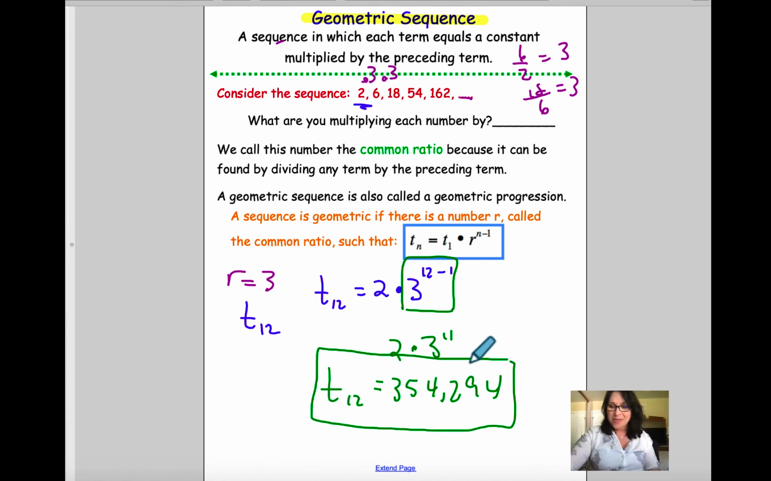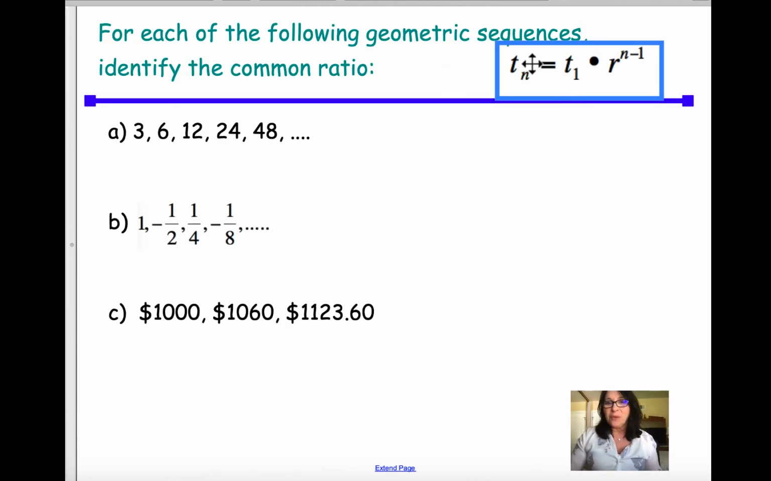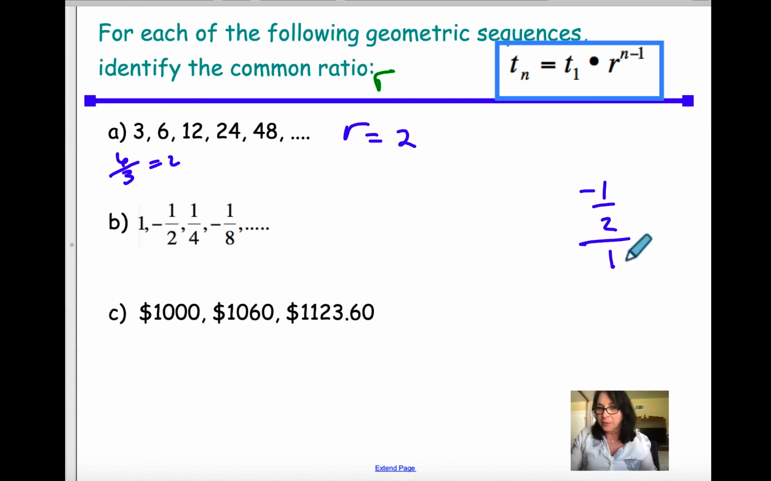All right, that's cool. Now find each of the following geometric sequences. Identify the common ratio, the common ratio being R. So for these right here, my common ratio would be 6 divided by 3, which is 2, 12 divided by 6. So my common ratio for this problem is 2. For this problem, again, you could go the second term divided by the first term, which gives my common ratio as negative 1/2.